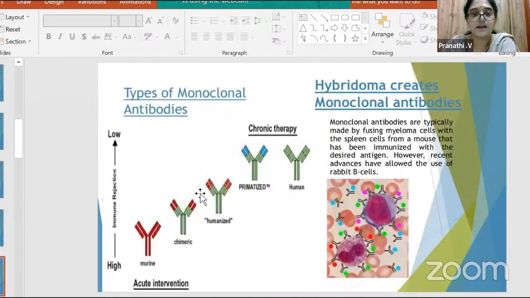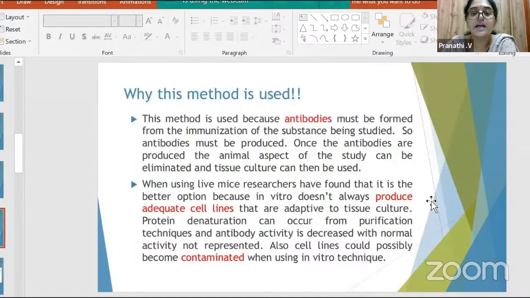So where are they applied? Where is the application of monoclonal antibodies? You can use monoclonal antibodies to identify tumors, by staining the particular tumor sections. For diagnostic testing, in the presence of that particular substance, you can test for toxins, drugs, or hormones.